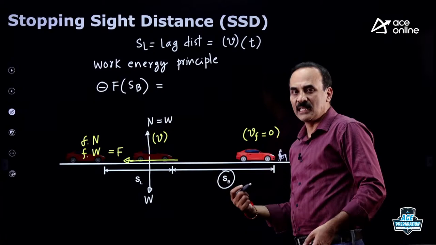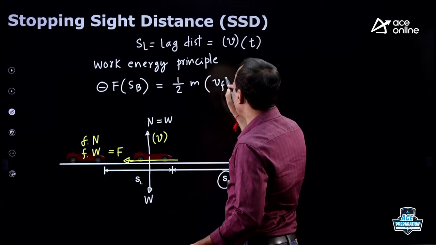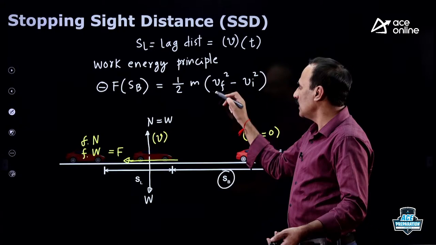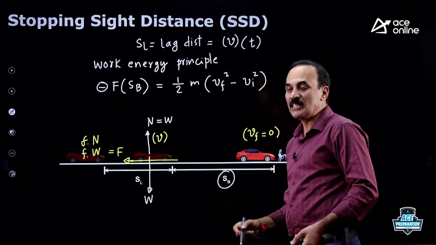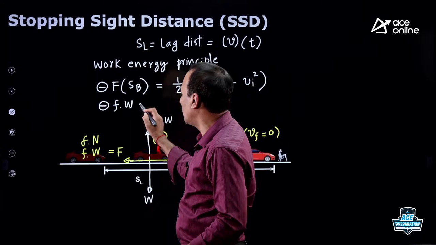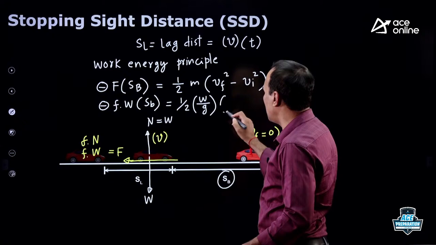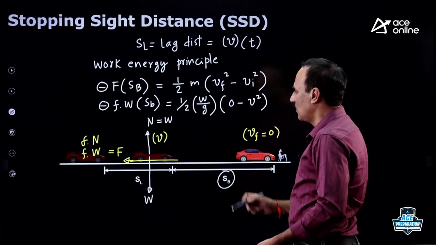Now coming to the change in kinetic energy. Change in kinetic energy is given by half into mass into final velocity square minus initial velocity square. For safe stopping, final velocity is zero, initial velocity becomes design speed on the road. Substitute the values. So this is frictional force, coefficient of friction into normal reaction. Normal reaction is equal to W, and SB, half. Mass is weight by gravity, weight of the vehicle by gravity. Final velocity nothing but zero. Initial velocity nothing but design speed. So this is the equation.